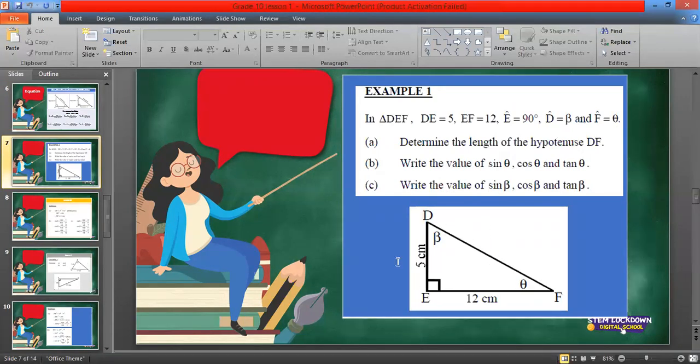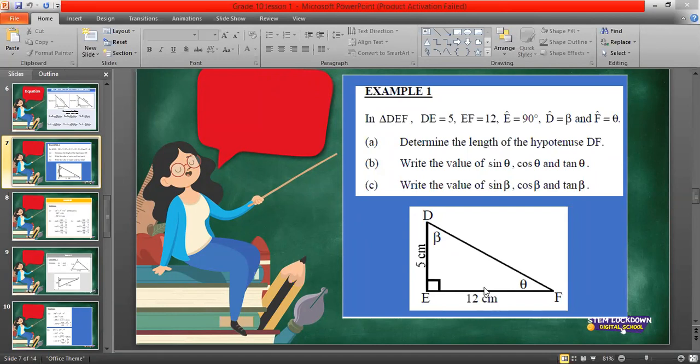To find length DF, because we have these two sides given, we can simply use our Pythagoras theorem. Because we are looking for the hypotenuse, DF, we take the square of the two sides. So DF squared equals 5 squared plus 12 squared.